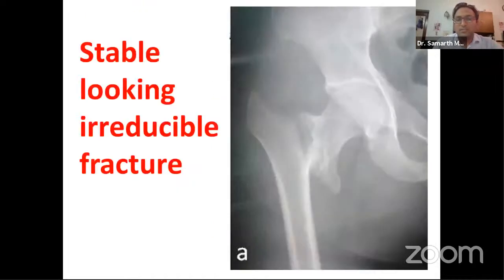There are fractures which look very stable, but these are irreducible fractures, and we should know the irreducible fracture types, especially those fractures where the lesser trochanter is broken into the middle, into two halves.